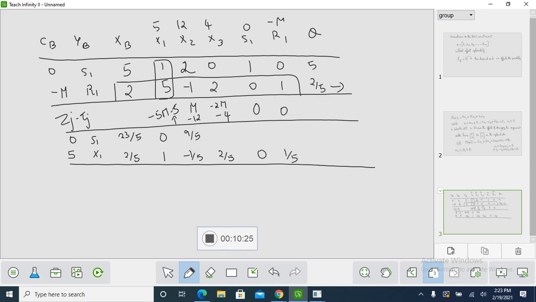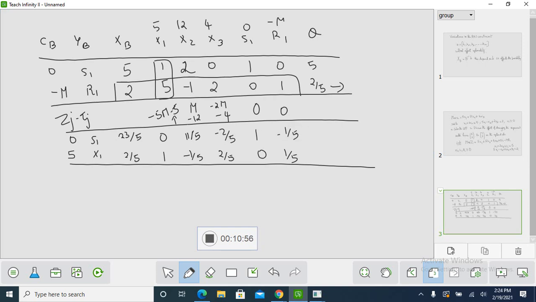Check if you are getting this, or if you are getting something else, please tell me. Is it 9 or 21? 2 plus 1 by 5, I believe. 2 plus 1 by 5. 5 into 2 is 10. So what will I have here? 2 plus 1 by 5. So here I think I will have 11 by 5. Then 0 minus 2 by 5. And here it is 1 and minus 1 divided by 5.